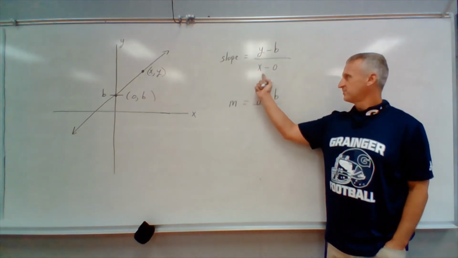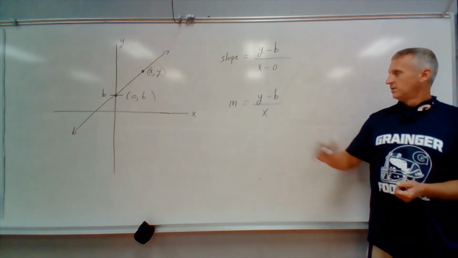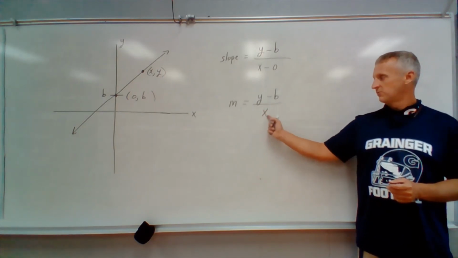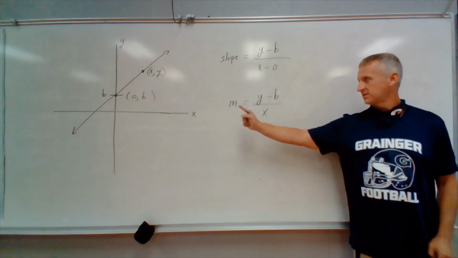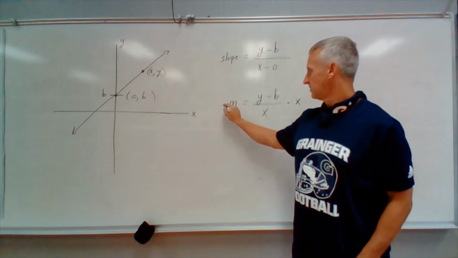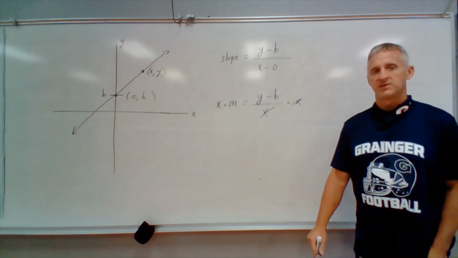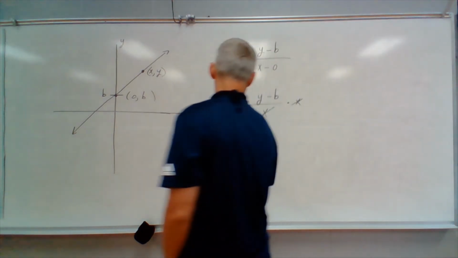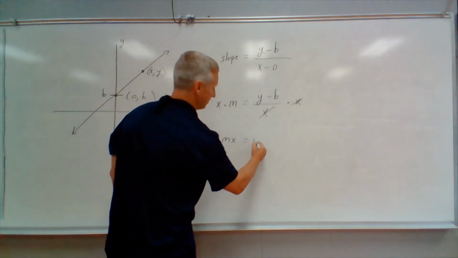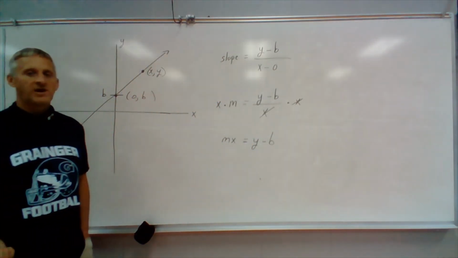To solve this for y, I'm going to multiply both sides of the equation by x. So I'm going to multiply this side by x, this side by x. When I do that, those x's cancel, and I'm left with m times x equals y minus b. I want to solve for y, so I'm going to add b to both sides. I'll have mx plus b on this side, and I'll have y on that side.